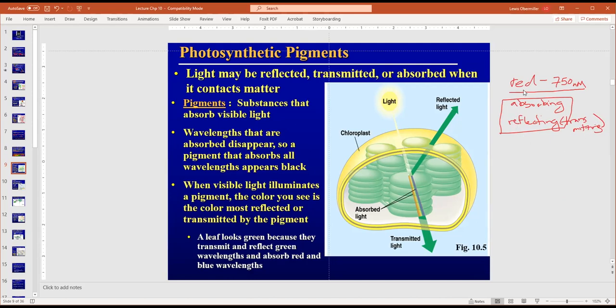Red reflects, right? Because if it didn't bounce off my shirt to your eyeball, you wouldn't see it. If it was absorbing it, you would see black, which is the absence of color. So a black shirt would be absorbing all the colors of the spectrum, where a white shirt would be transmitting or reflecting all the colors of the spectrum. And so your shirt's red because it's reflecting this wavelength. And if it was reflecting 480, then your shirt would be green. And if it was reflecting 350, then your shirt would be violet.